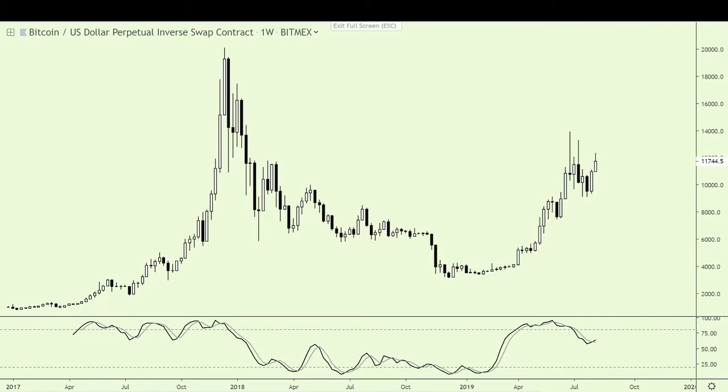What I'm always doing when starting the market analysis for Bitcoin is starting from the high time frame. So I'm just going from top to bottom, from high time frames to low time frames, starting with the weekly chart.